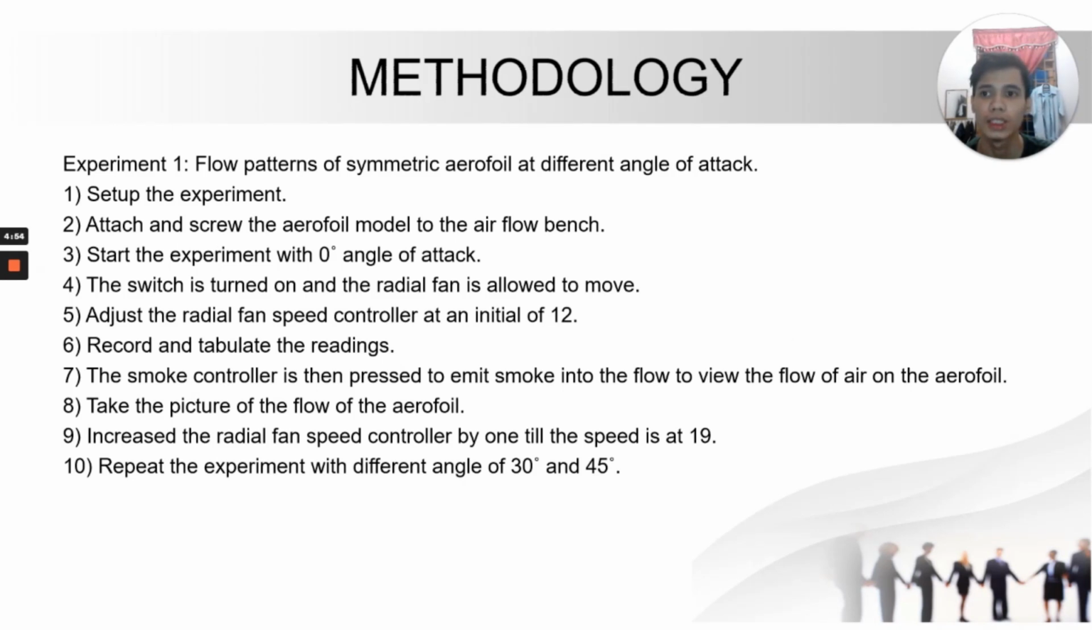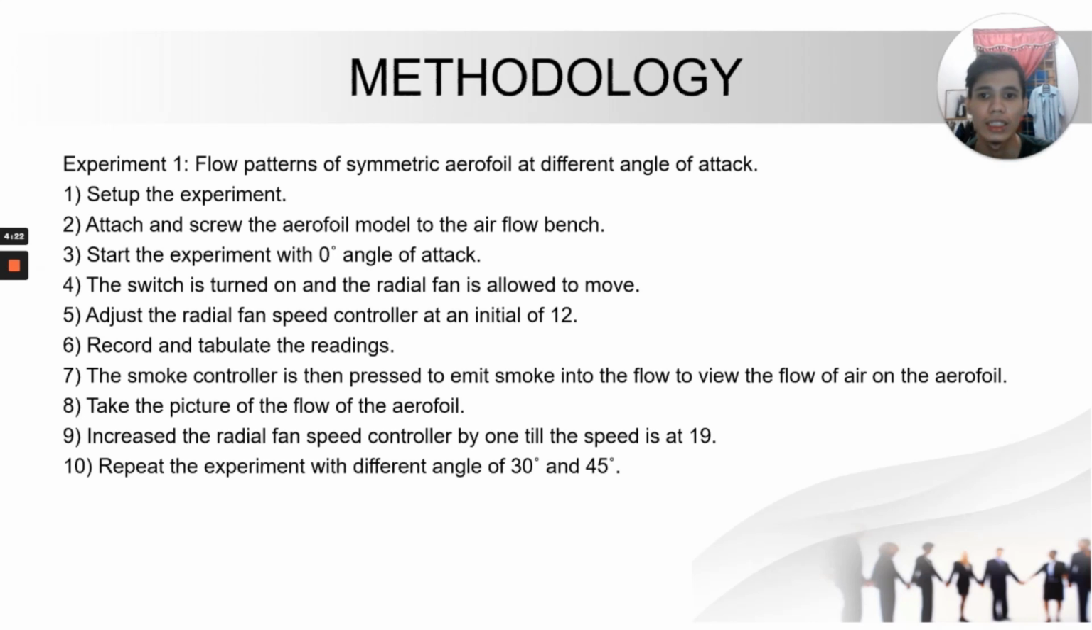For this lab session, we do two experiments. For the first experiment, which is the flow pattern of a symmetric aerofoil at different angles of attack, firstly we set up the experiment. Then we attach and screw the aerofoil model to the airflow bench. Start the experiment with a 0 degree angle of attack. The switch is turned on and the radial fan is allowed to move. Adjust the radial fan speed controller at an initial of 12. Record and tabulate the readings.